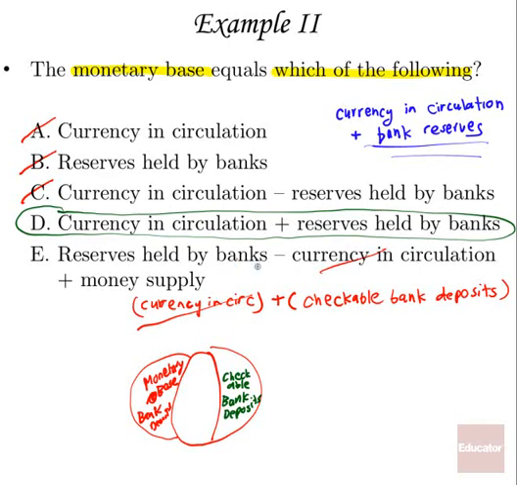So reserves held by banks minus currency in circulation plus money supply would ignore all the money that's out there in the form of cash and coins. So that's the incorrect answer. The answer is D. Currency in circulation, this is here, plus the reserves held by banks, which is the monetary base.